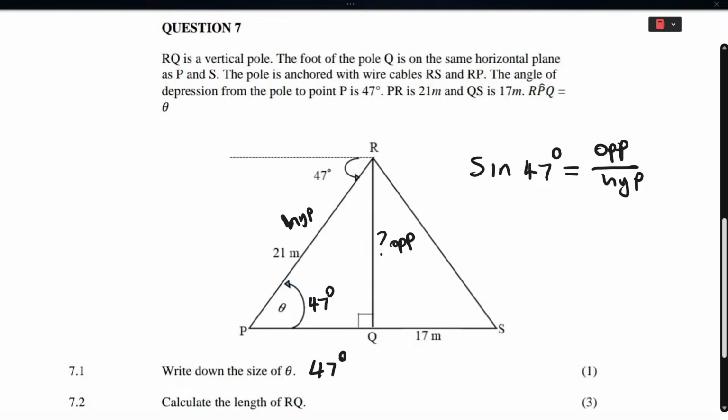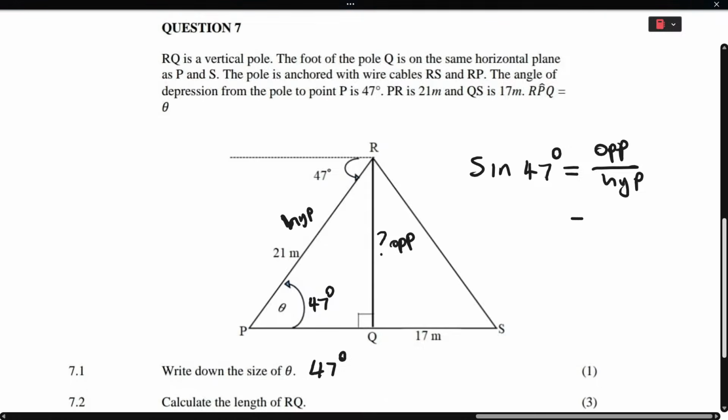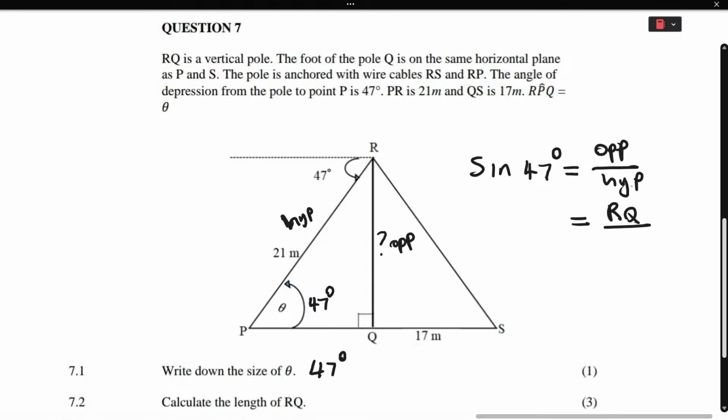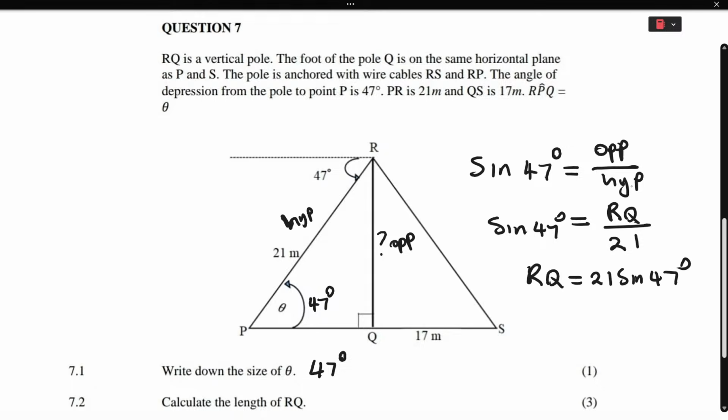I don't know if you're still with me there. So what are you going to do there? I think you're going to solve. Tell me the answers, I'm checking the comments. They say we use sine. So it will be equal to RQ, the one you're looking for, over 21. So sine 47 degrees, you cross multiply. RQ is equal to 21 sine 47 degrees. Press your calculator. What did you get?